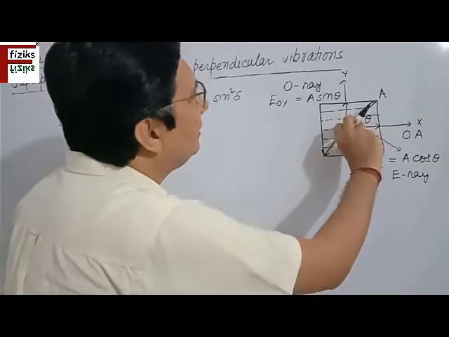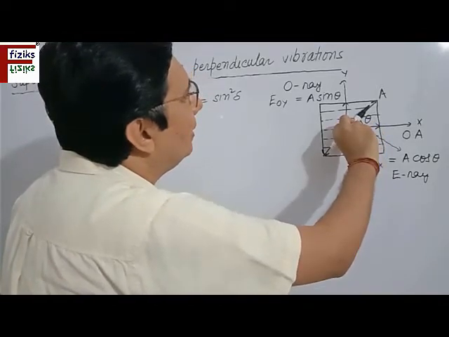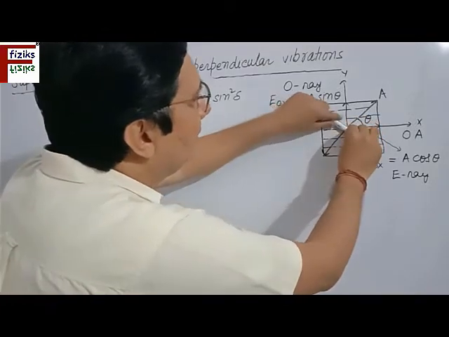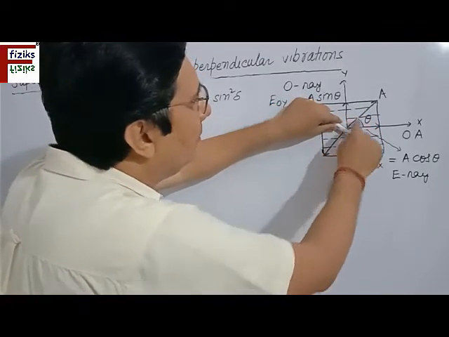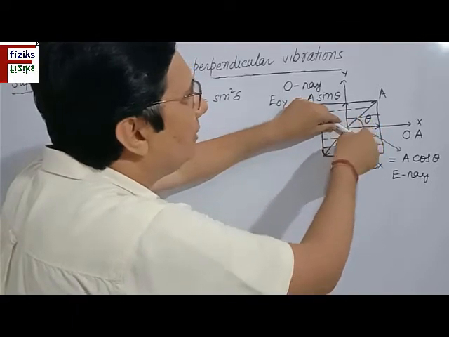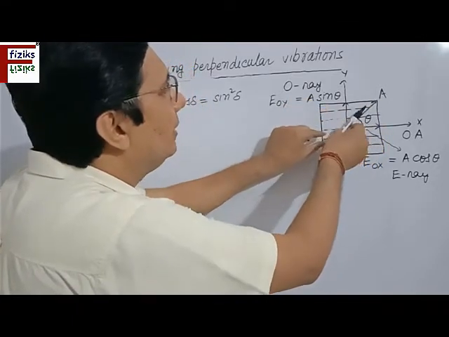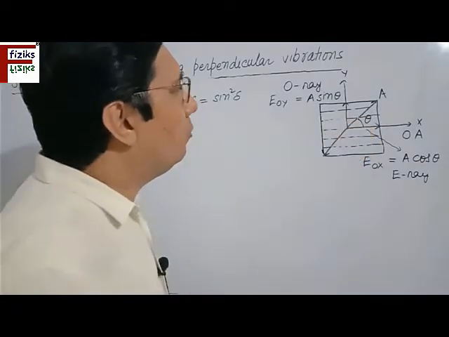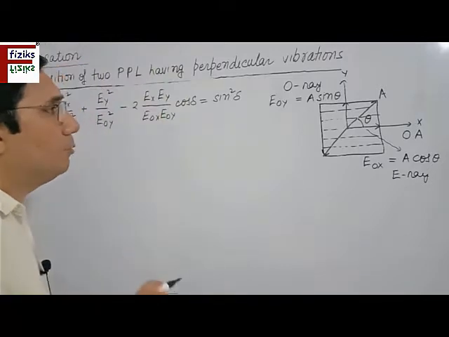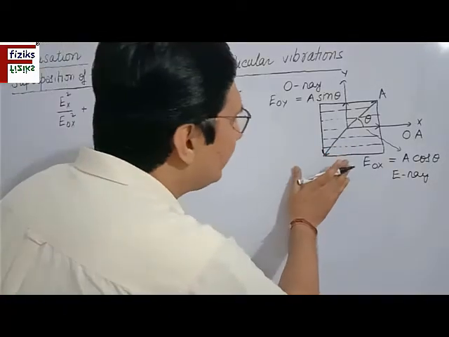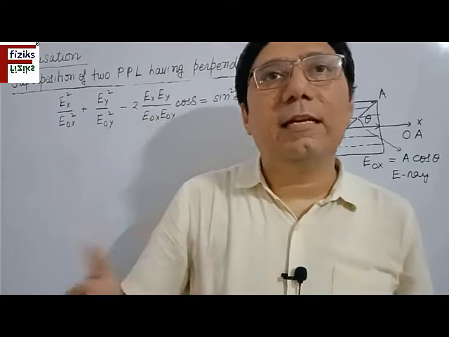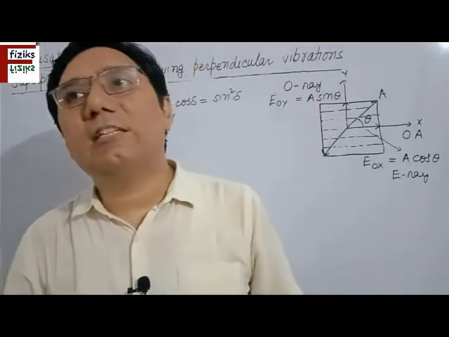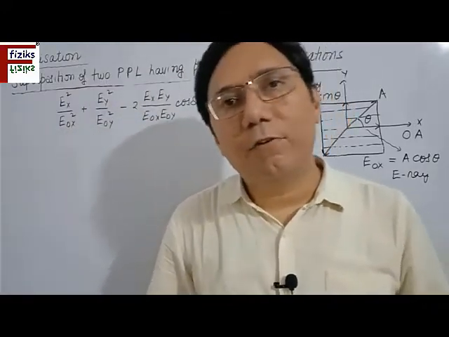If this is the incident vibration, then on the emergent side the electric vibration will be like this, and this emergent electric vibration will make an angle 2 theta with the incident one. So basically this electric vector will be rotated by an angle 2 theta around the optic axis. This is case number 2. This is the basis of the half wave plate. In the later part, I will discuss the half wave plate. So this is the basic case which is responsible for the development of the half wave plate.